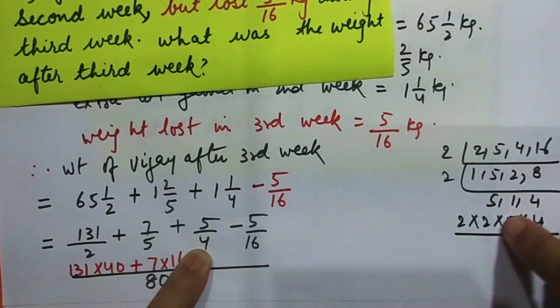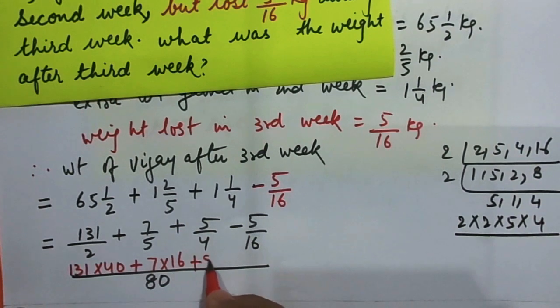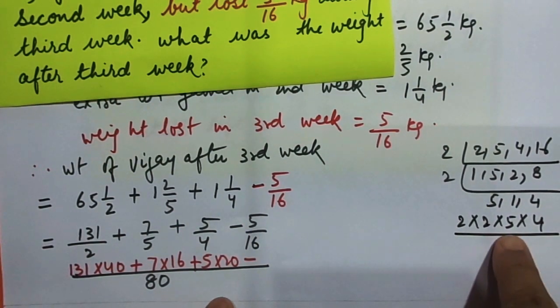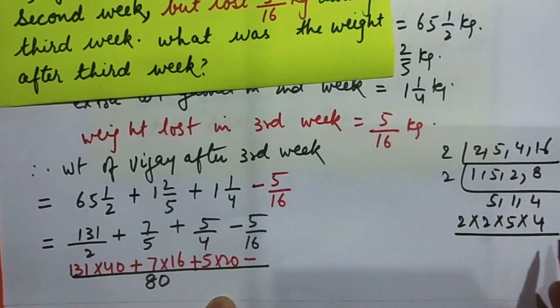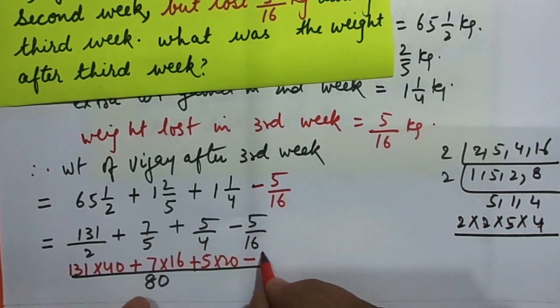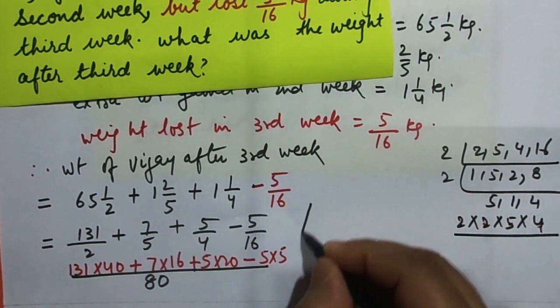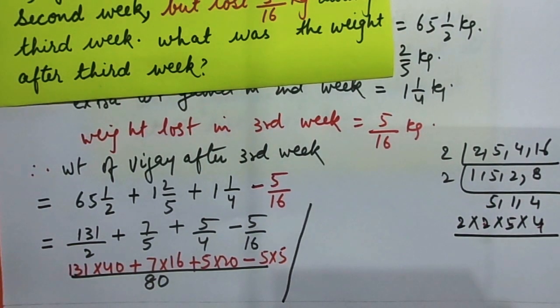See, 5 2's are 10, 2's are 20. 5 into 20 minus, remove 16 from here. So, 4 2's are 8, 2's are 16. I removed 16. So, I got 5. 5 into 5.